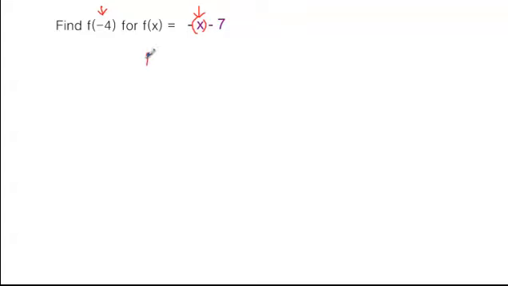So this is going to say f of negative 4 equals, bring down that negative and then plug in negative 4 minus 7. We have the negative on the outside, the negative on the inside from the input. The opposite of negative 4 is 4. Minus 7 is negative 3.